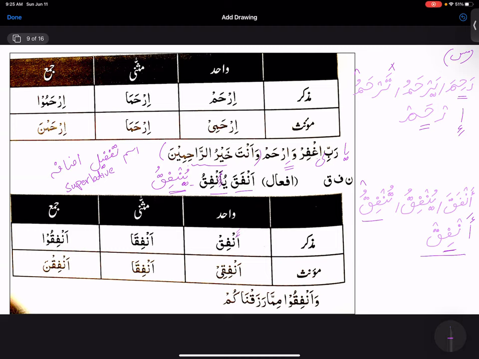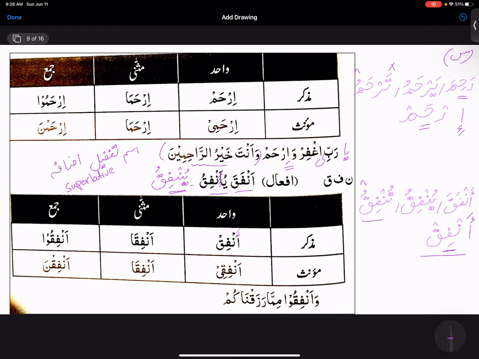Otherwise, Fi'l Amr is not going to start with Fatha ever. What two sounds in Fi'l Amr are we going to find mostly? The middle letter: Kasra and Damma, either U or E. But when it comes to Bab Islam, then it is going to take Fatha. So we need to remember that, okay? So this is how it becomes Anfiq.